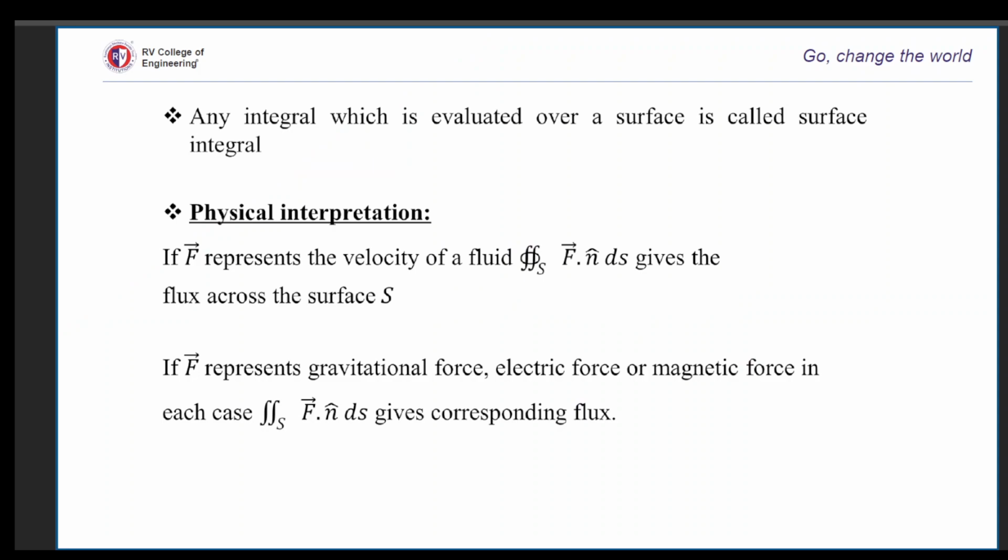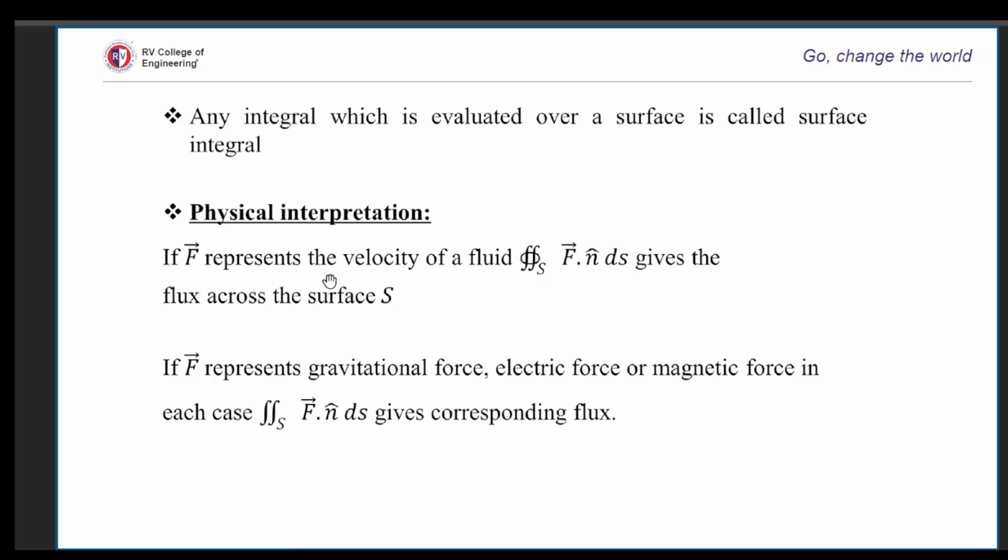A surface integral is a generalization of multiple integrals to integration over surfaces. Any integral which can be evaluated over a surface is called a surface integral. Now, there are a lot of applications and physical interpretations of surface integrals.